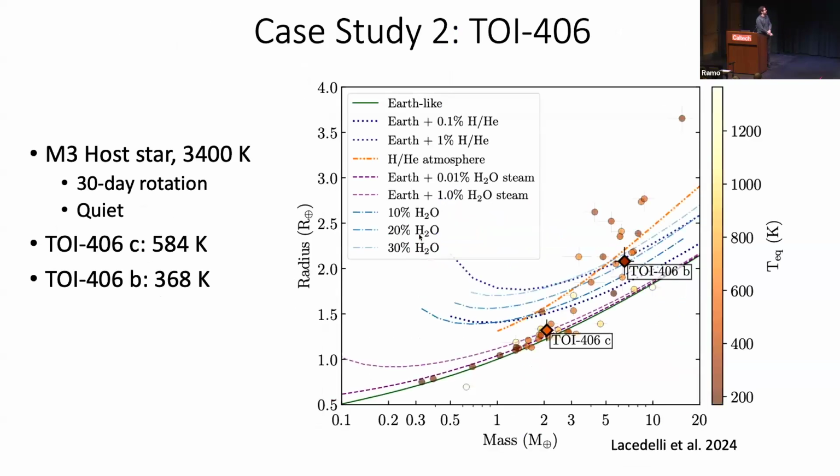So let's try a different system. Here's the TOI 406 system, which is very similar in that it hosts an inner super-Earth planet consistent with an Earth-like composition and an outer sub-Neptune-sized planet with ambiguous composition based only on its bulk density. But this star is much more quiet. It doesn't have visible flares in the available ground-based photometry, and it has a longer 30-day rotation period.